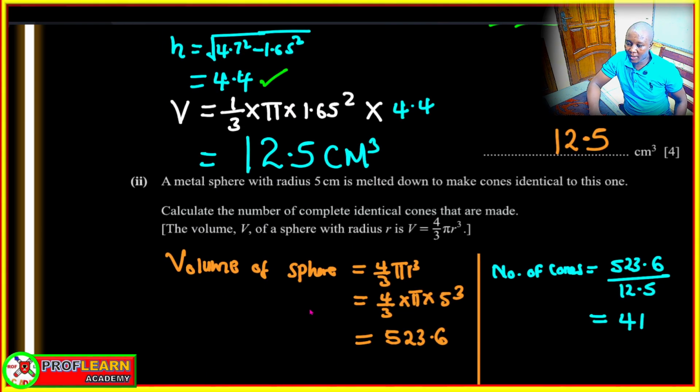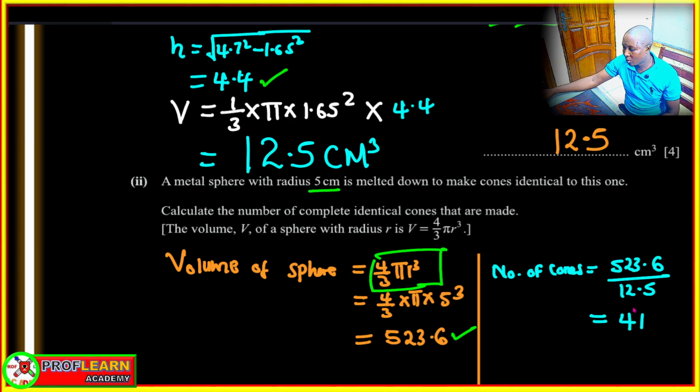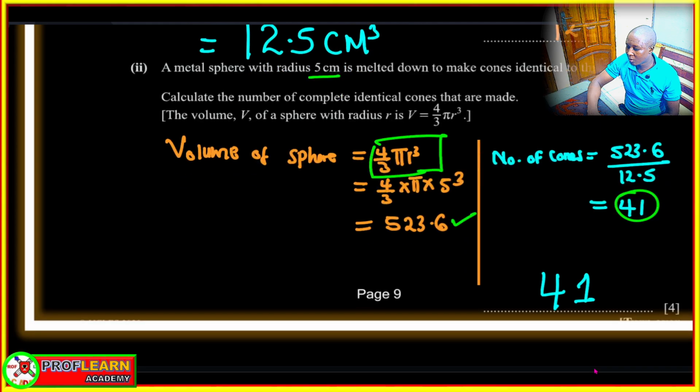We are also told that the metal sphere with radius 5 centimeters is melted down to make cones identical to the one that we were having here. Then the volume of the sphere from the radius that is provided, remember volume of a sphere is 4 over 3 pi r cubed, then we are going to get 523.6 as the volume of the sphere. The number of cones will be the volume of the sphere that was melted divided by the volume of one cone, and that is going to translate to 41 as our answer at that given point.